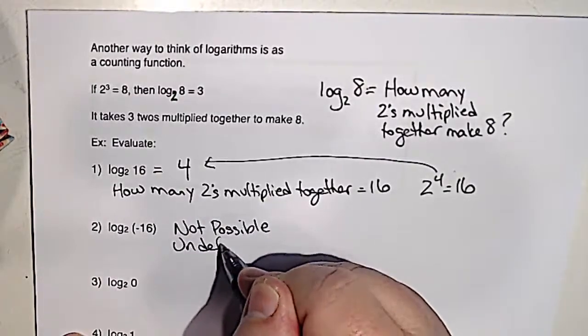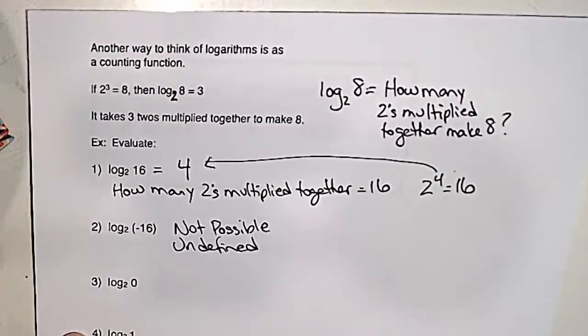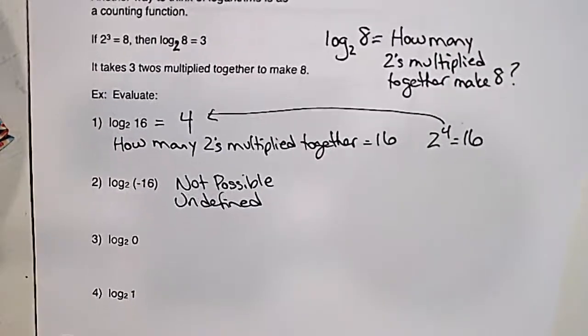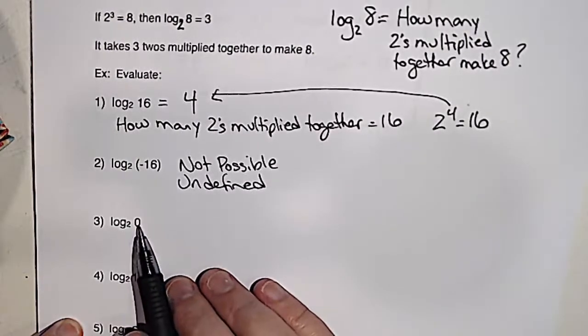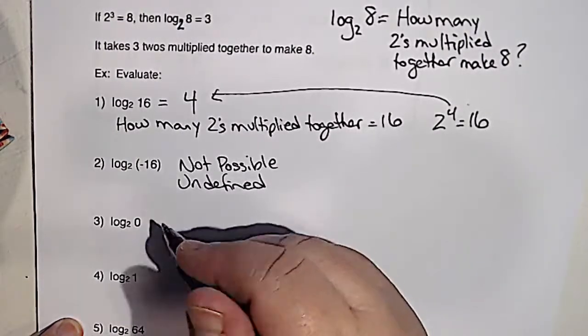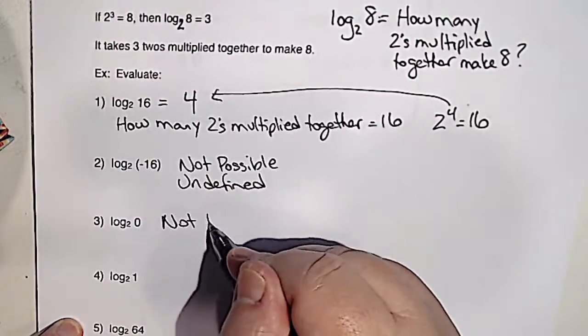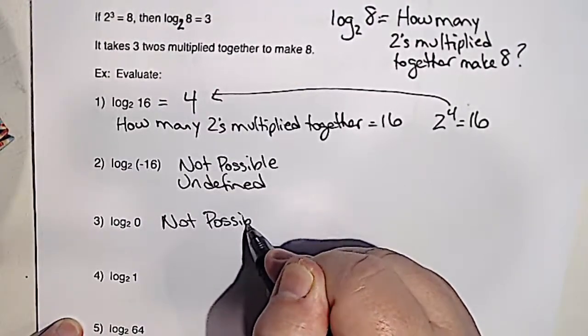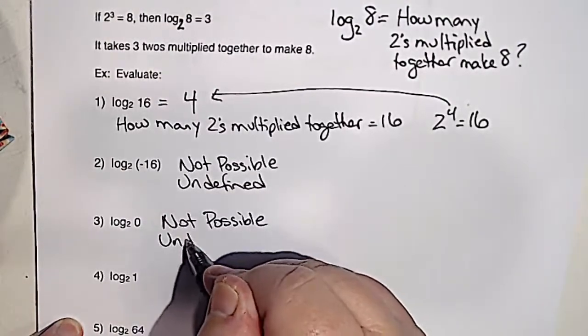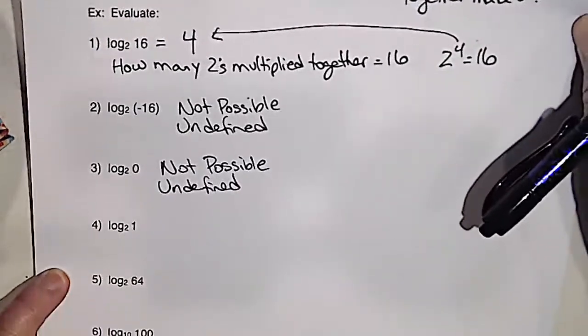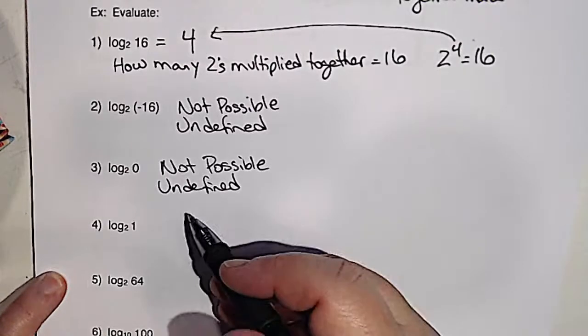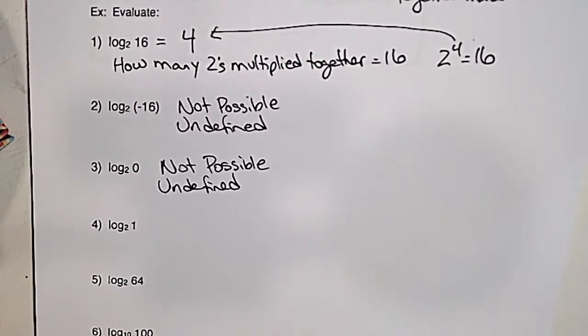Undefined is another one. You're not allowed to take a logarithm of a negative number. It just doesn't happen. What's log base 2 of 0? Same thing. Not possible, or undefined. Okay, next one. These are getting easy. Not possible, not possible, no, most of the rest of these are possible.